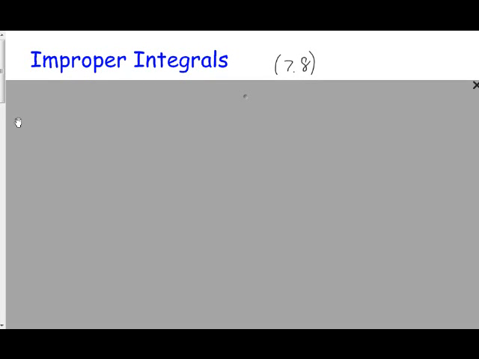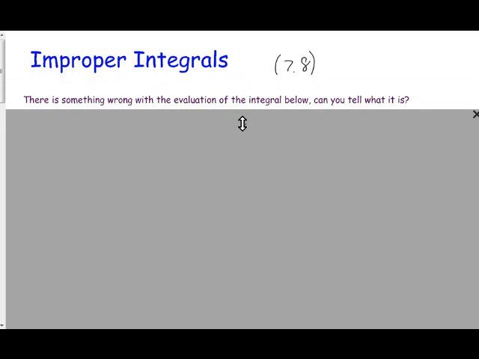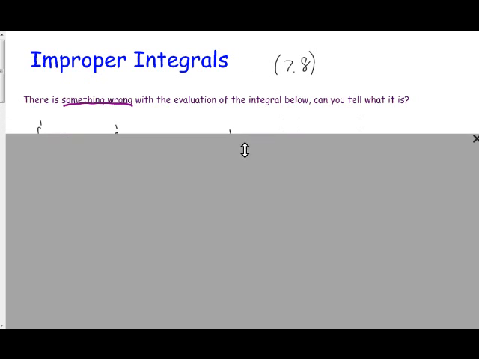Okay, so let's get a jump start on our lesson tomorrow and start talking about improper integrals. I want to look at the following integral and try to define what's wrong with what I'm showing you below here. Let me emphasize, before we even go there, there is something wrong with that. It's not right, okay? So let's go through this evaluation.